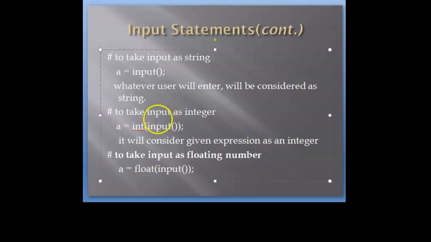Similarly, if we want to take input as a floating number, we write a equal to float, and inside parentheses we write input. Whatever the user types will be converted into a float. So these are the three ways we can take input. We can also take input as a list, dictionary, and many other things, but these are the basic standard ways to take input. So I think the input statements end here.